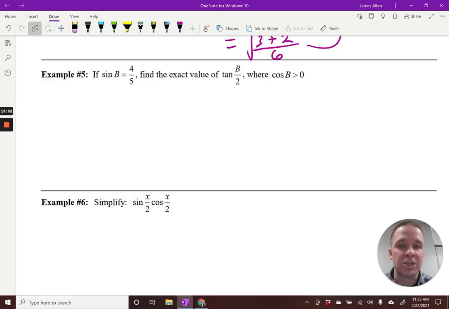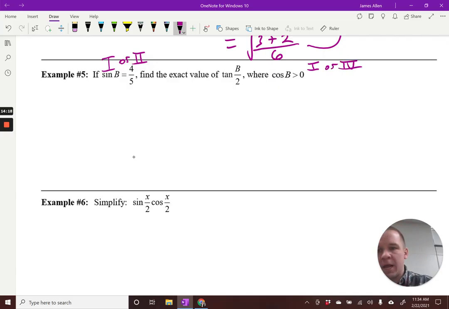Find the exact value of tangent of b over 2, where cosine of b is greater than 0. Okay, so cosine of b is positive. Sine is 4/5. So that means I could have that in either the first or the second quadrant, right? This is either 1 or 2. Cosine of b, cosine is positive in either 1 or 4.